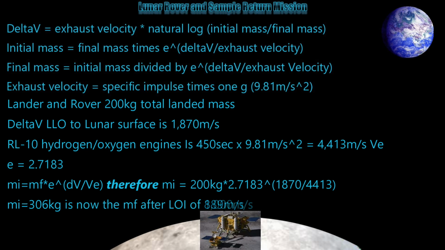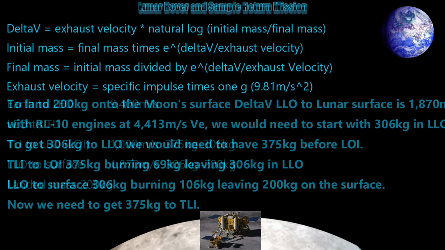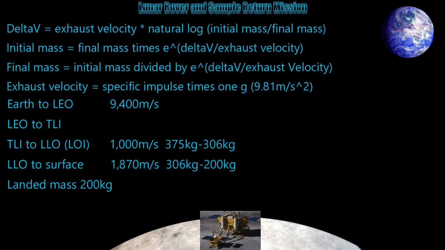We'll round that up to 1,000 and calculate the mass that came from low Earth orbit on its way to the moon. That comes to 375 kilograms. We said that we needed 9,400 meters per second to fight gravity and aerodynamic drag and get to low Earth orbit, and another 4,040 meters per second to be on our way to the moon.